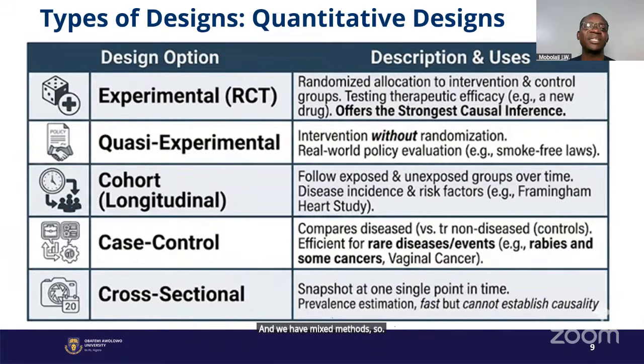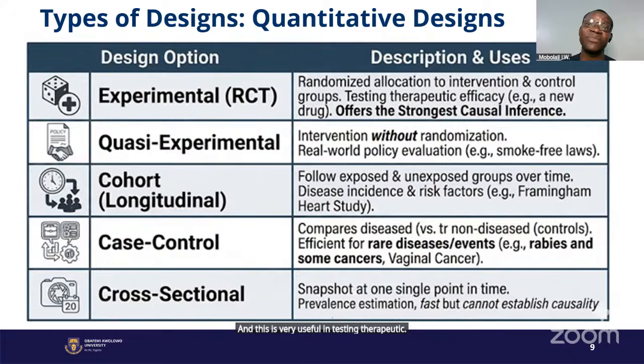So for the quantitative research design, the first of it that I will mention is the experimental research design. And this is otherwise known as randomized control trial. And this kind of research design involves random allocation of intervention group and control group. So it means you get a baseline information about the study participant, and you randomly distribute them into intervention and control groups. And this is very useful in testing therapeutic efficacy.